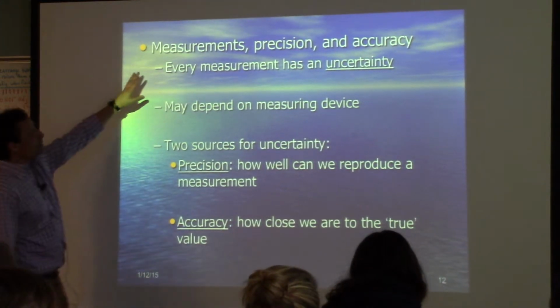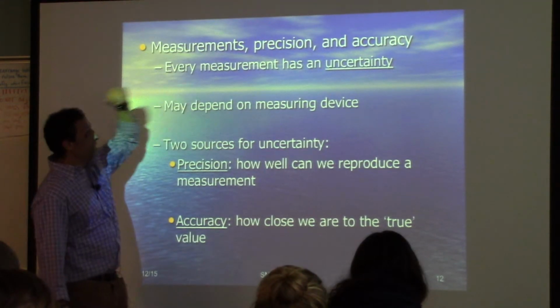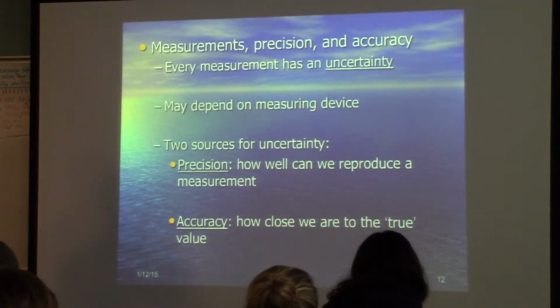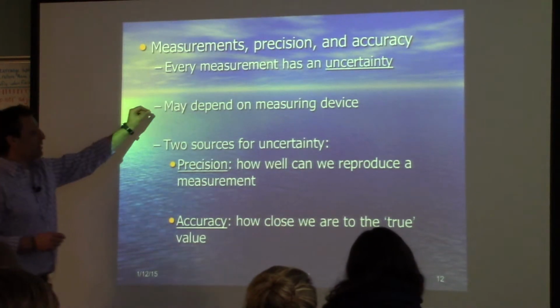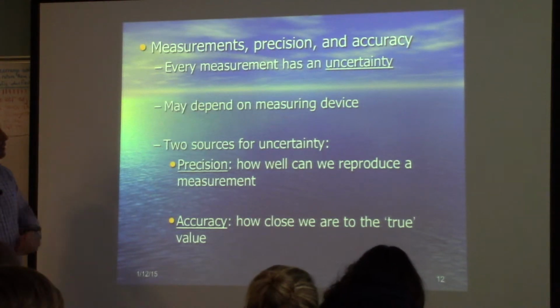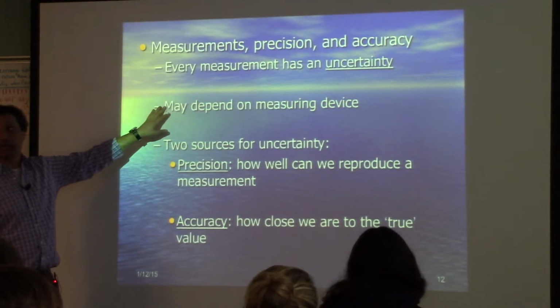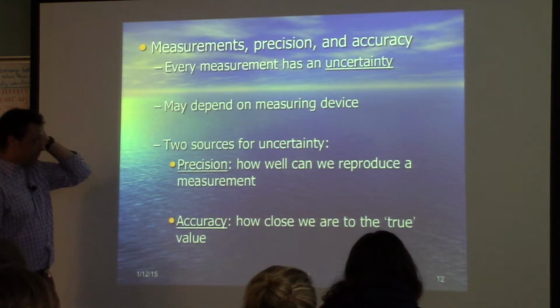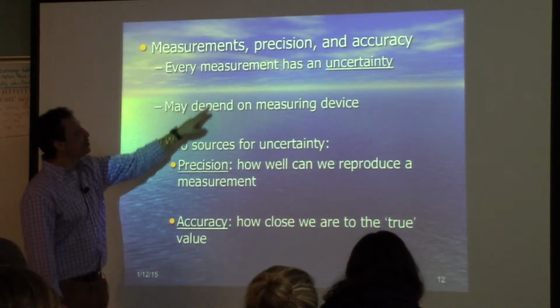Measurements, as we said, always have an uncertainty, and it might depend on the measuring device. My device is not tremendously accurate. My scale is good to within a gram or a tenth of a gram or a hundredth of a gram. I cannot do any better with that scale. This is just one source of the uncertainty.